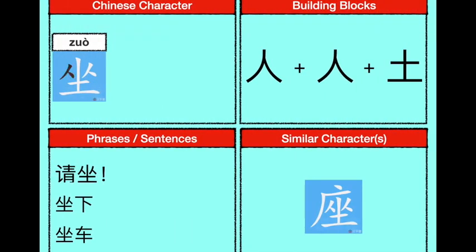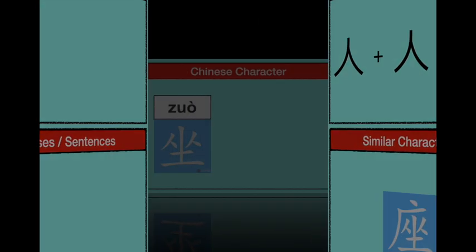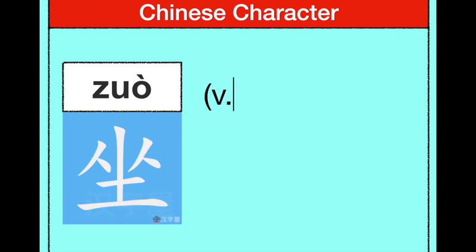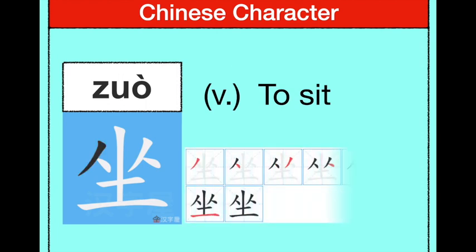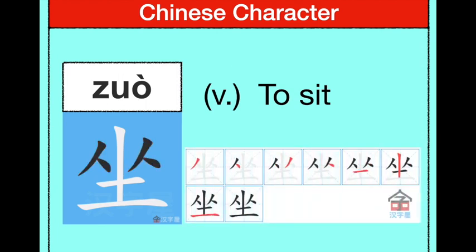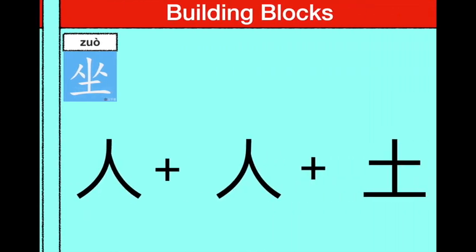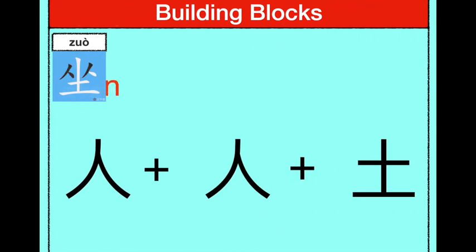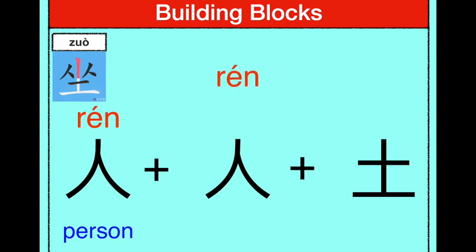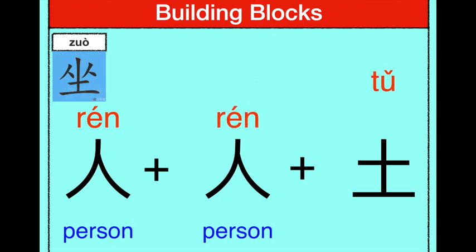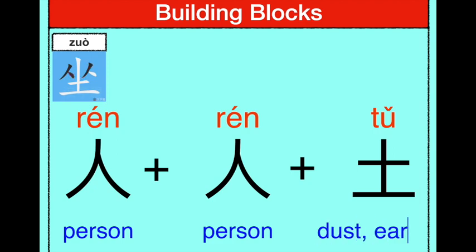Our next word is 坐. This is our last word of this video. 坐 is a verb. It means to sit. Now let's look at the stroke orders. 撇点撇点横竖横。There are 3 parts. 人 person, 人 person, 土 dust or earth. So 2 persons sitting on the dust.